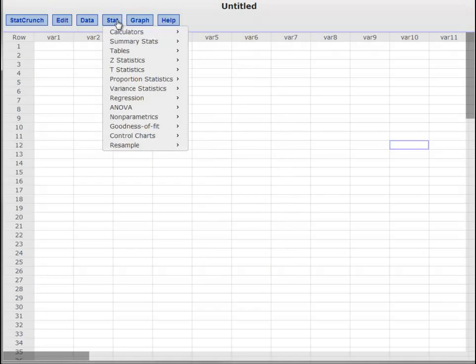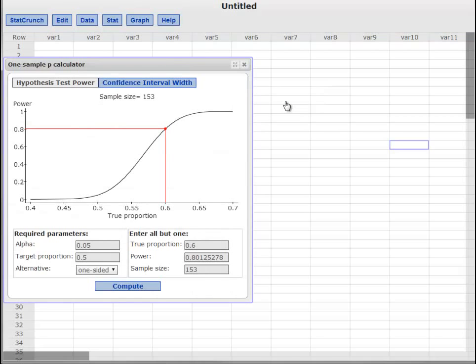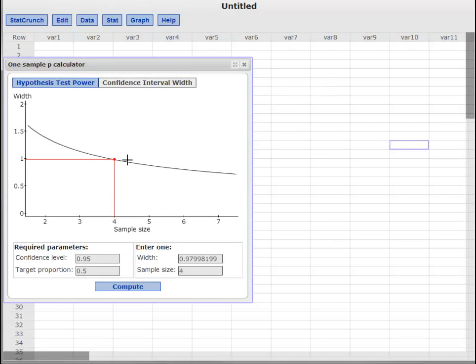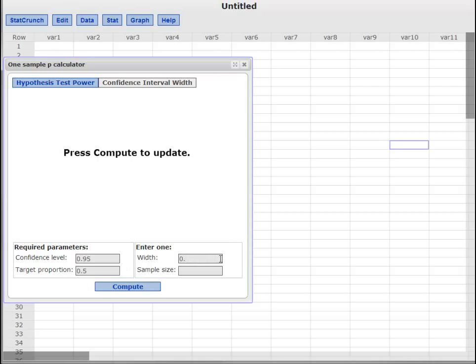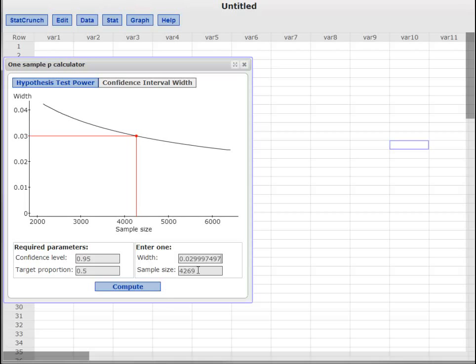If we wanted to find the sample size for proportions, go back to our lesson on proportions. Go to one sample, and you'll notice that it also has power sample size for those. So if you go to confidence interval width, you want to be 95% confident. This is the proportion, your p hat. And let's say you want to be plus or minus 3%. You're doing polling, you want to be within 3%. Then that tells you how big you have to go out. You have to go out and get almost 4,300 people to be plus or minus 3%.